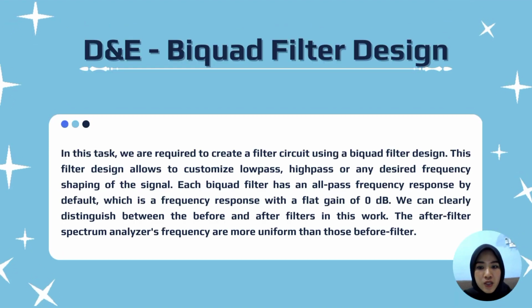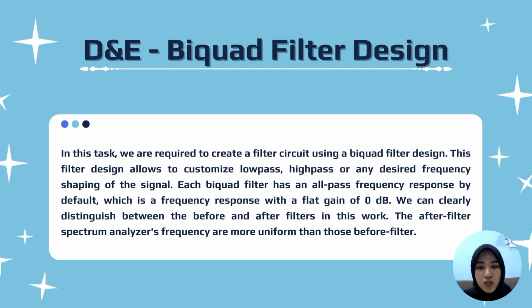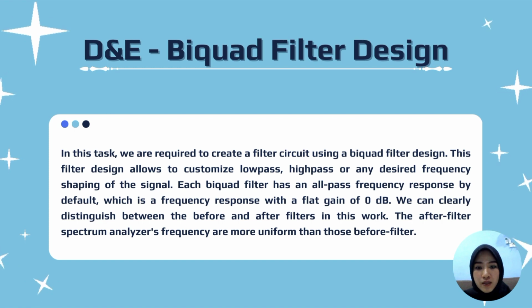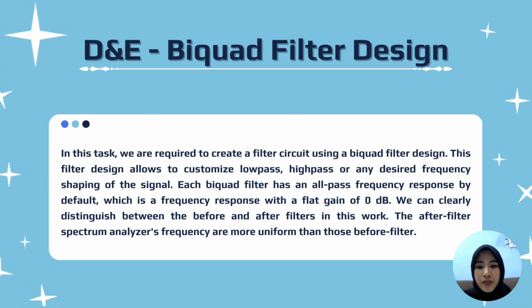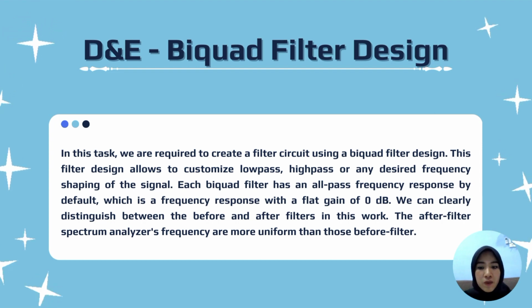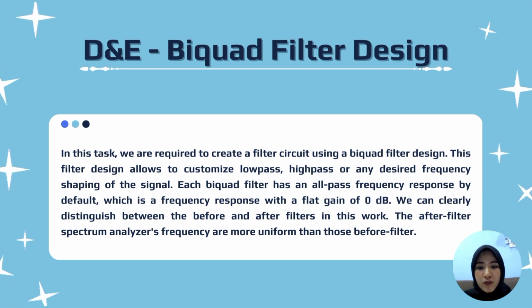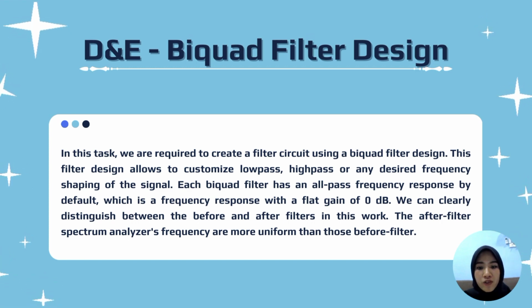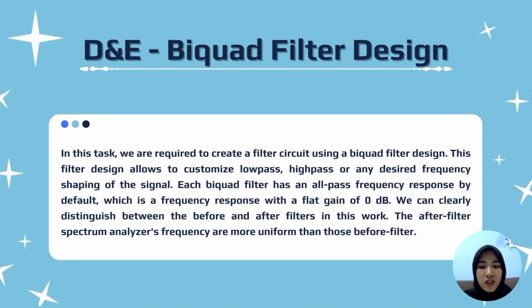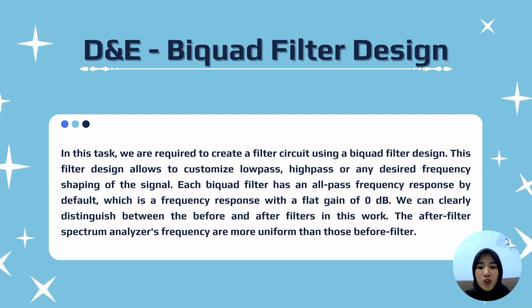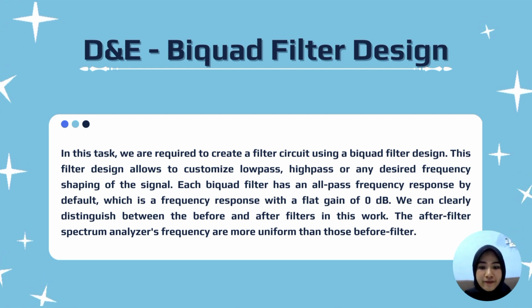Moving on to the task, we are required to create a filter circuit using the Biquad filter design. This filter design allows us to customize low pass, high pass, and any desired frequency shaping of the signal. Each Biquad filter has an all-pass frequency response by default, which is a frequency response with a flat gain of 0 dB. We can clearly distinguish between before and after the filter. The spectrum analyzer frequencies after the filter are more uniform than those before the filter.